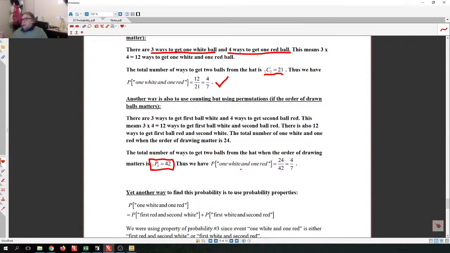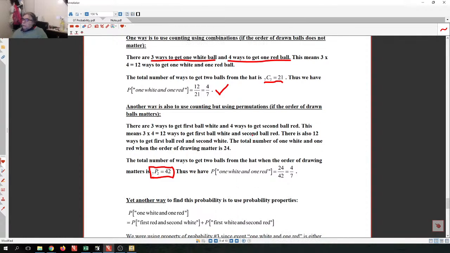Now, in how many ways can you get one white and one red? Okay, you can count. The first ball to be white and the second ball to be red: that would be 3 ways to get the first ball white and 4 ways to get the second ball red. There will be 12 different ways. But now you can reverse that. The first one is red and the second one is white, and there will also be 12 different ways.